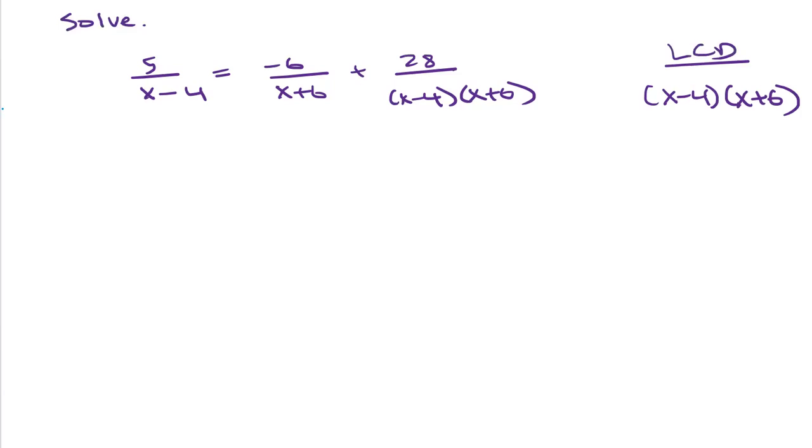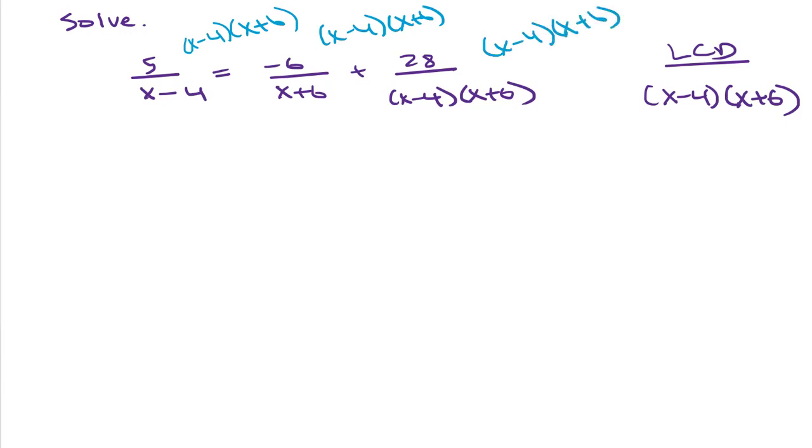Okay, if you have a hard time figuring out what the LCD is, just multiply the denominators. That's one of the easiest ways to do it. Sometimes you have to do a little bit more work because you didn't find the least common denominator, but eventually you'll get the solution. So I'm going to multiply this by x minus 4, x plus 6.